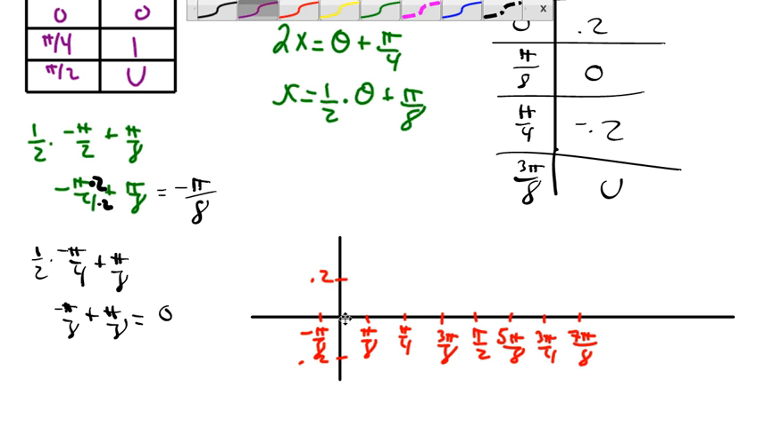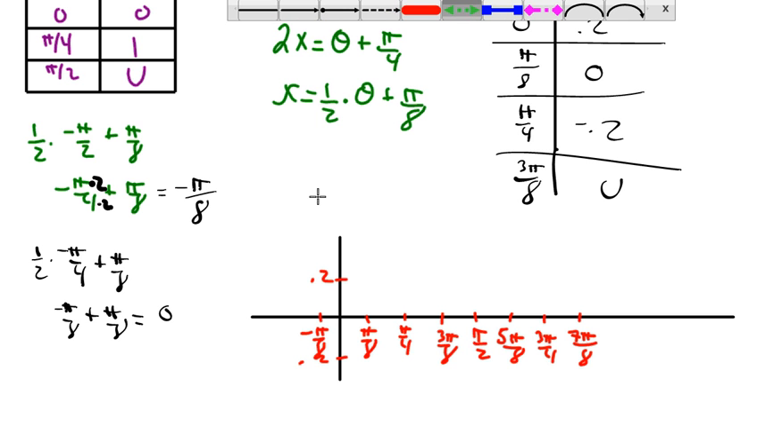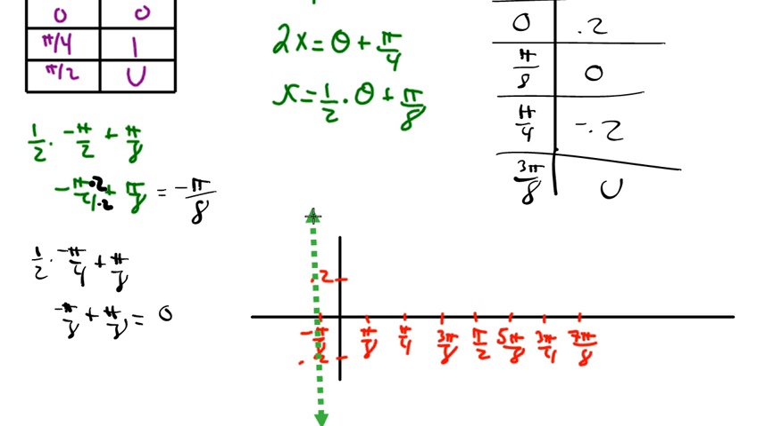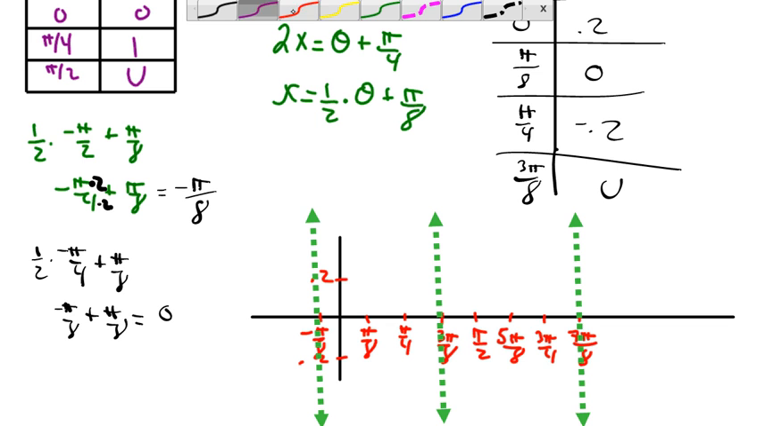Actually, let me put my asymptotes in. That's going to be at negative pi over 8 right there. We also have one at 3 pi over 8 right there. And we also have one... so it goes 1, 2, 3, 4, and then 1, 2, 3, 4. So we'll have one right here. Okay. So let's just plot these, and then we're good to go. So at 0, we got 0 and then 0.2, and then pi over 8, 0, and then pi over 4, negative 0.2.